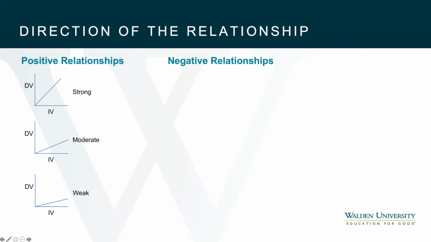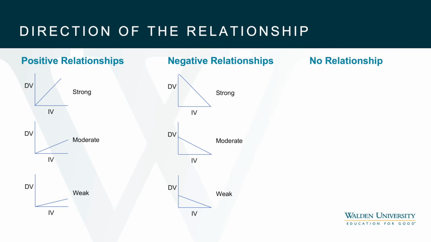The same happens with negative relationships. The line will point in the other direction, but I can go from strong to moderate and weak. Please note that difference in the slope there. And of course, when I lack a relationship, I will have a straight line.